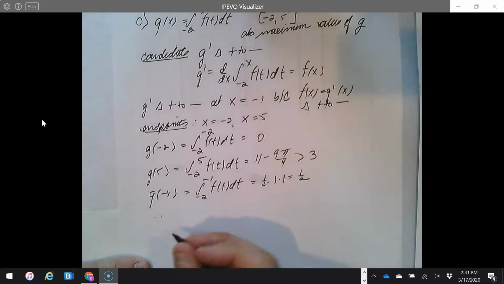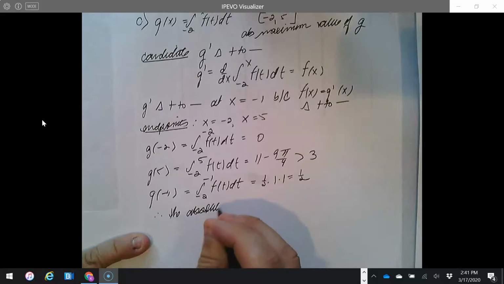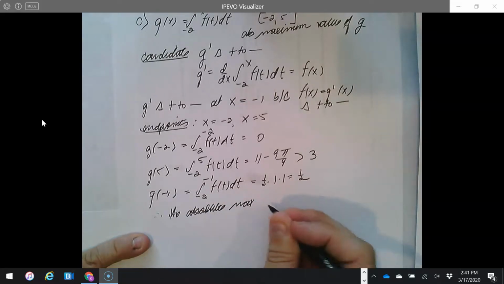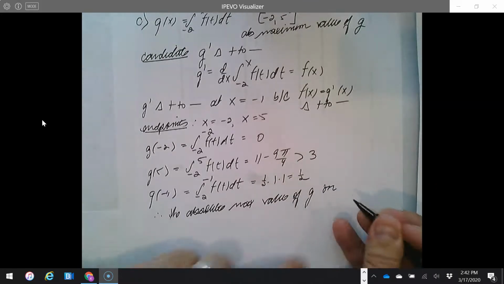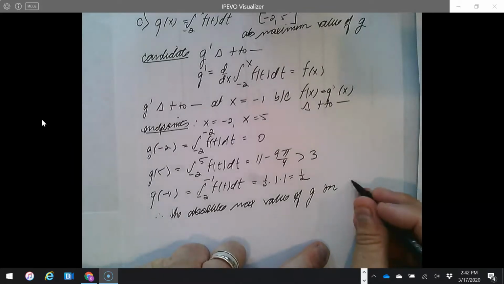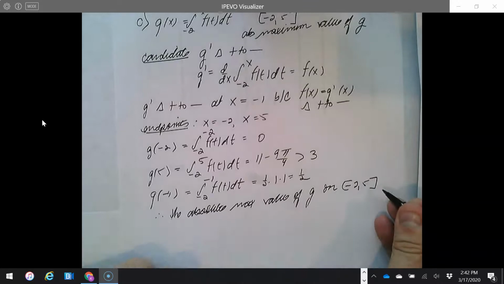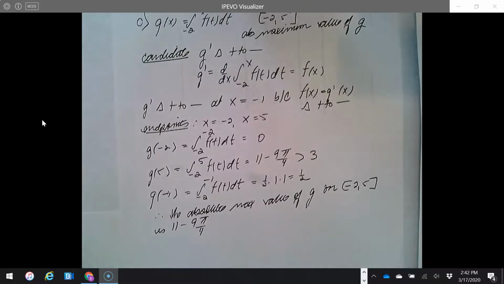So the conclusion is the absolute max value of g on the interval, what's the interval that we're looking at? On the interval -2 to 5 is 11 minus 9 pi over 4.